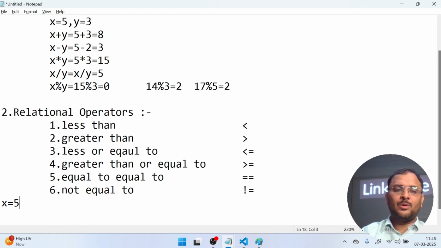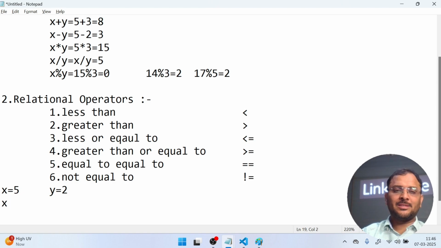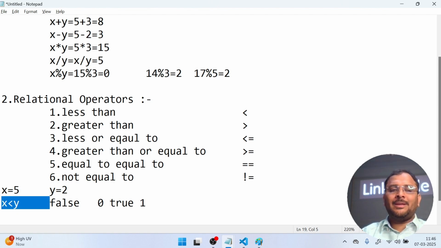Example: x equal to 5, y is equal to 2. If you check x is less than y, the answer is false. False means it is a boolean answer. False means 0 and true means 1. Remember this. In programming languages, false means 0, and true means 1. So this 5 is less than 2 condition is false. It means it's a 0. In if else or in loops, I'll explain this in detail with examples.